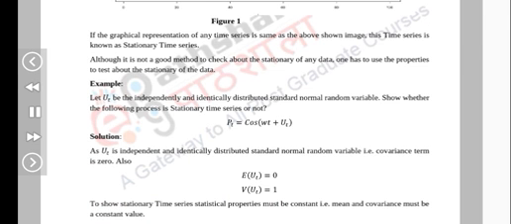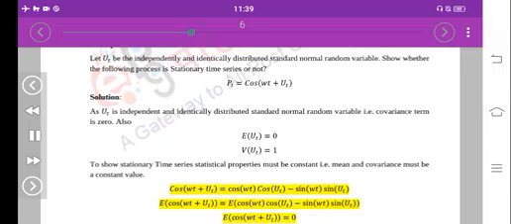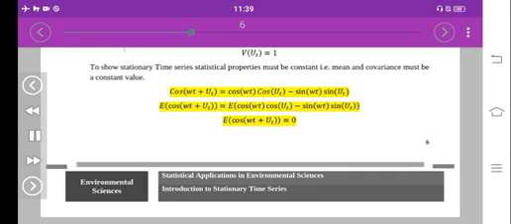cos(wt plus Ut) equals cos(wt) cos(Ut) minus sin(wt) sin(Ut). E[cos(wt plus Ut)] equals E[cos(wt) cos(Ut) minus sin(wt) sin(Ut)] equals 0.